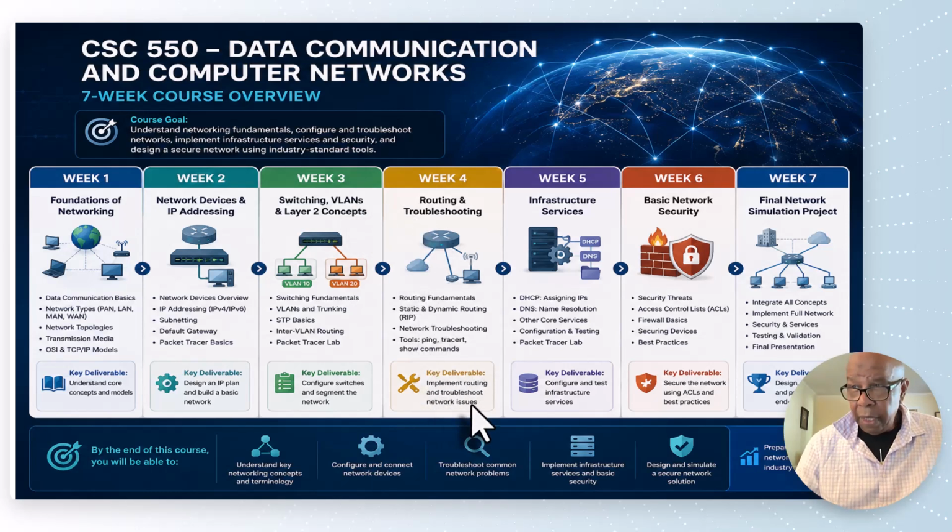Key deliverable: implement routing and troubleshoot network issues. So that's what we're basically looking at here in week 4. In week 5, we're going to talk about infrastructure services: DHCP, assigning IP addresses, DNS, name resolution, other core services, configuration and testing, and the packet lab. Again, the packet lab is in all 6 weeks. So just showing here, yeah, we're going to have it, but it's in all weeks.